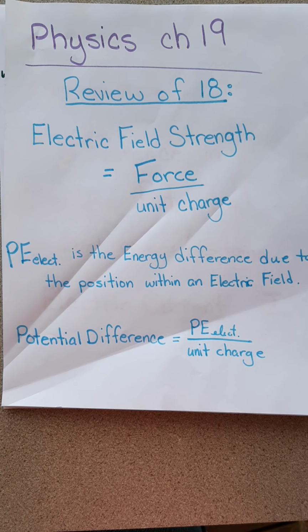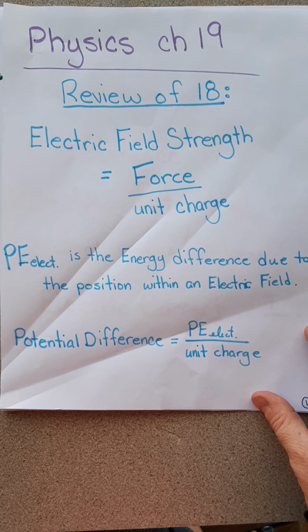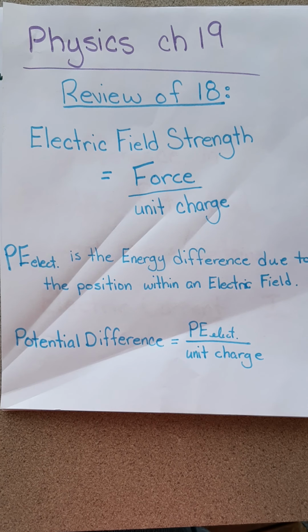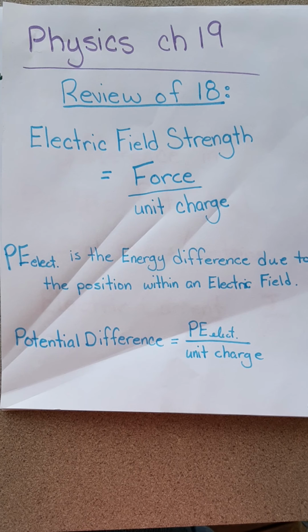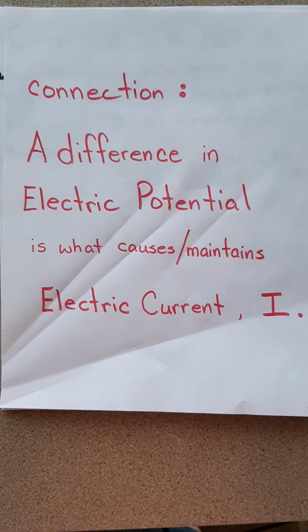The electric field strength is the amount of electric force per unit charge. Potential electric energy, or electric potential energy, is the energy difference due to the position of a particle within an electric field. And potential difference is the amount of electrical potential energy per unit charge. So we talked about protons, electrons, different particles with different charges, and how being in a different spot resulted in different amounts of potential. What does that have to do with current?